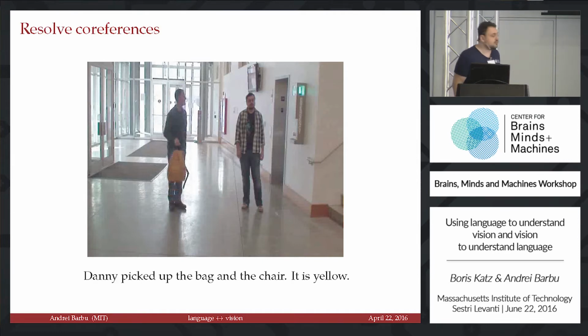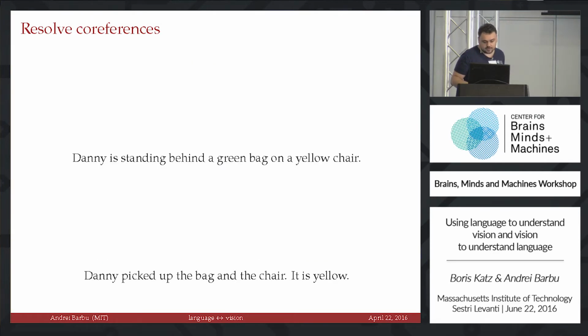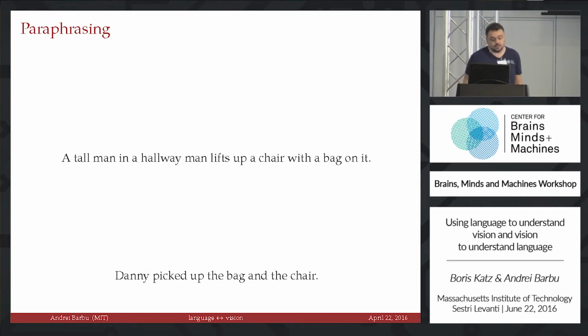You can resolve coreferences. "It's yellow" here could refer either to the bag or to the chair. You can resolve coreferences even if you don't have video, if you just have a small paragraph that sets up the scene for you and then you have an ambiguous coreference. You can also handle paraphrasing, for example.